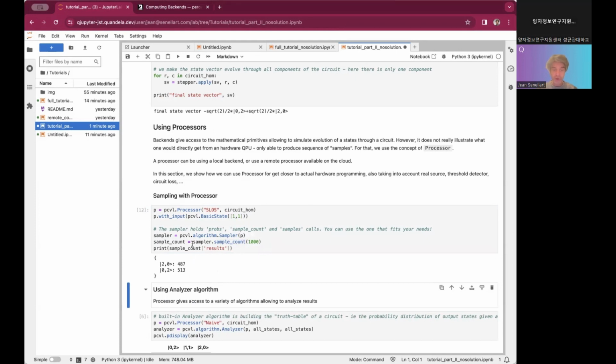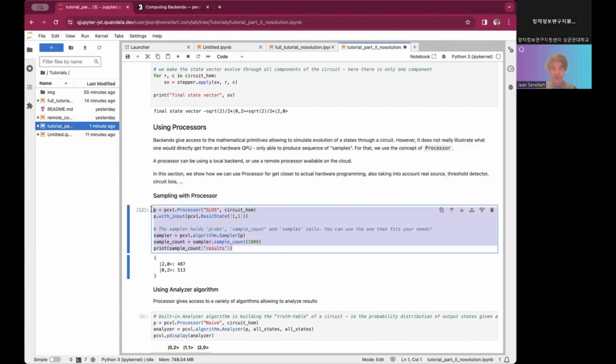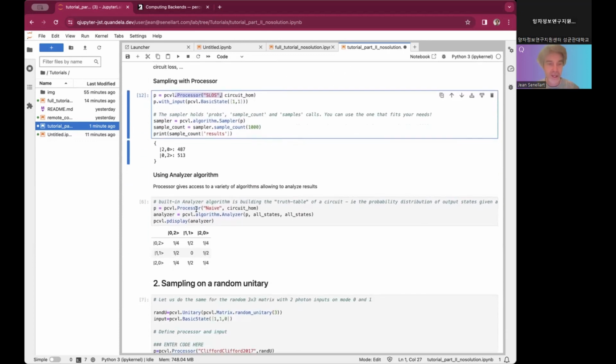So with sample count, if I was to send that on a QPU, I would not change a line here. I would just do exactly the same. The only thing that will change is that I won't be sending that to a simulator, I will be sending that to a remote processor, as we'll see later.